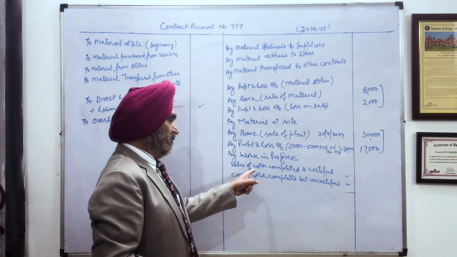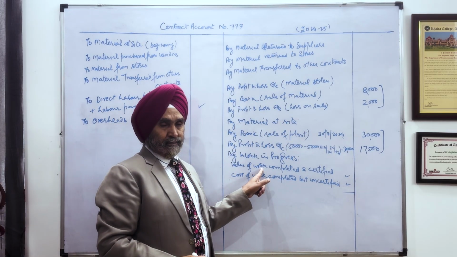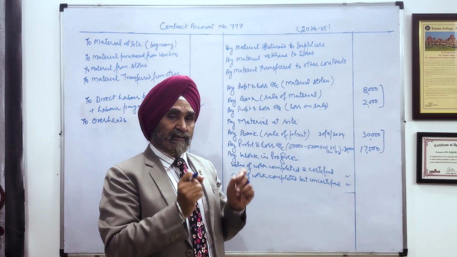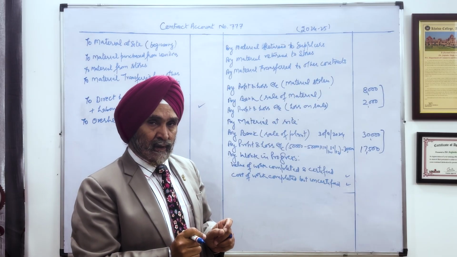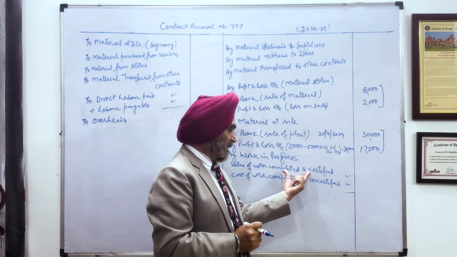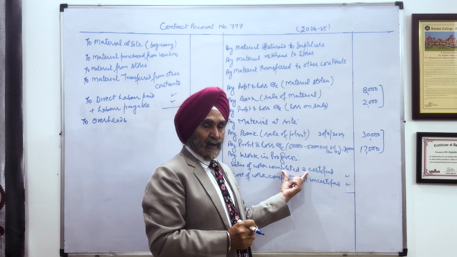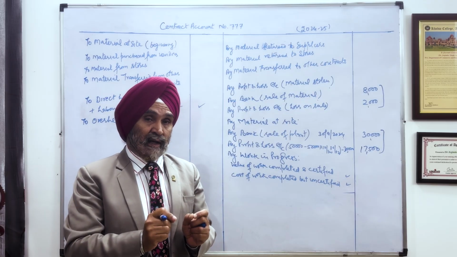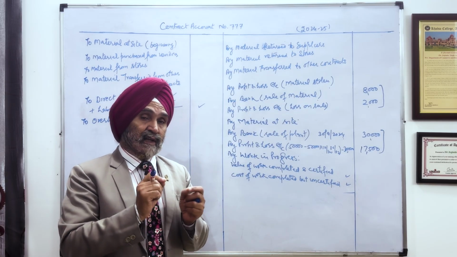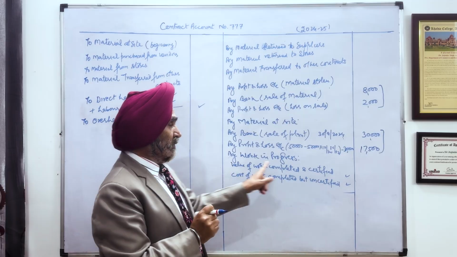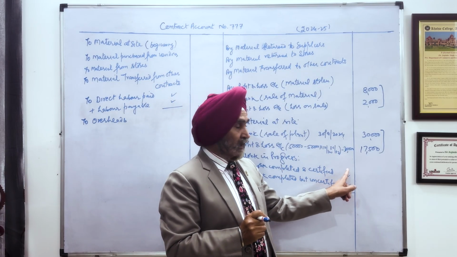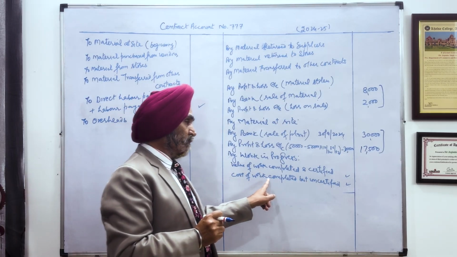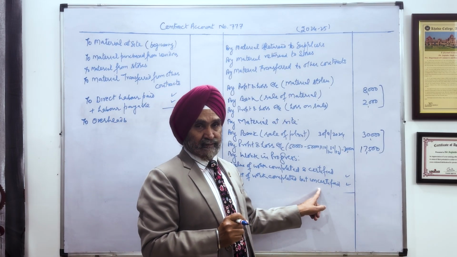The work which has been completed and certified by the architect, by the valuer, by the engineer, this is part of the contract price for which the certificate has been issued by the architect, by the valuer, by the engineer. So that value will be given to us in the question. That will be written here. This is cost of work completed but uncertified.